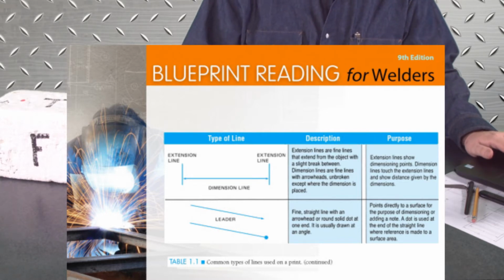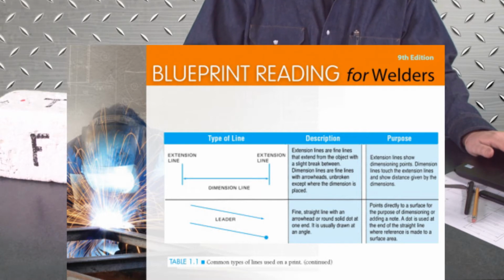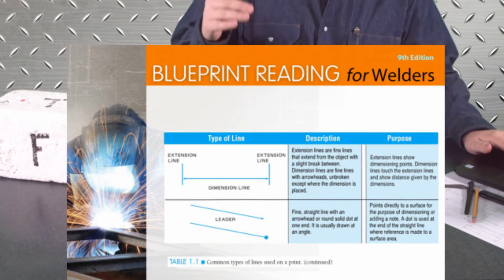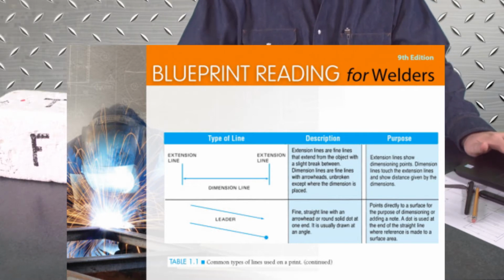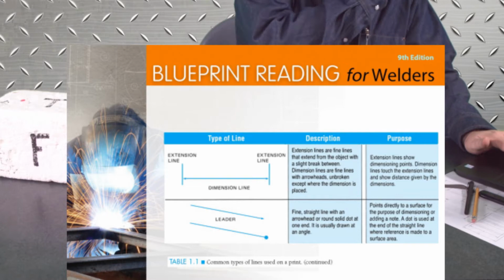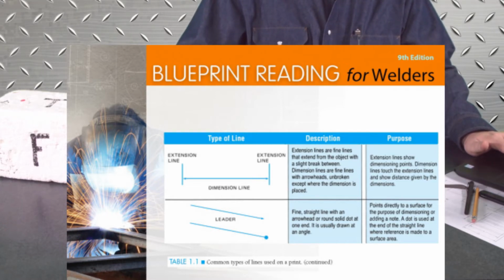Extension lines are lines that extend from the object with a slight break between them, and dimension lines are a fine line with arrowheads, unbroken except where the dimension is placed. The dimension lines are not an actual part of the object. They're just there to let you know the size of the object and give you a dimension that'll determine its size, whether it be in inches, centimeters, millimeters, any dimensions like that. Extension lines show dimensioning points, and the dimension lines touch the extension lines and show distance given by the dimensions.